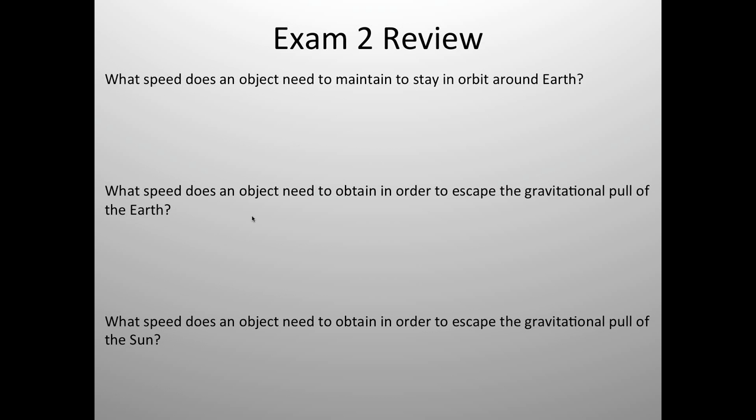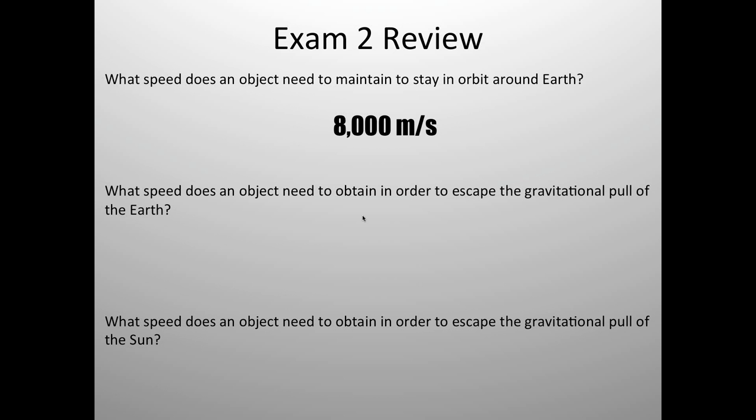All right, another concept question, which might look like a calculation when you're reading through it, because it's asking for speeds. But again, these are just things that you'll want to memorize. These are numbers that you'll want to memorize for the test tomorrow. So the first one says, what speed does an object need to maintain to stay in orbit around the Earth? And the answer for that is 8,000 meters per second.